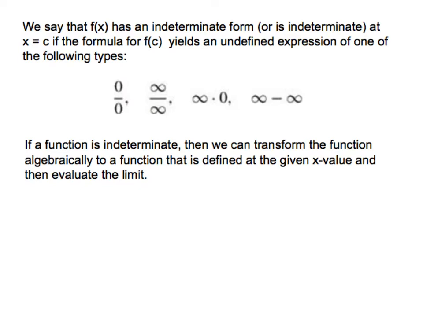So here's a really important concept. We're going to see this quite a bit. We say that f of x has an indeterminate form, or is indeterminate, at x equals c, if the formula for f of c yields an undefined expression of one of the following types. 0 over 0, that's what we just saw. Infinite over infinite, infinite times 0, infinite minus infinite.